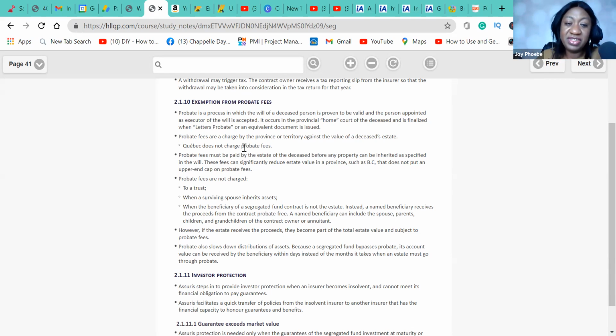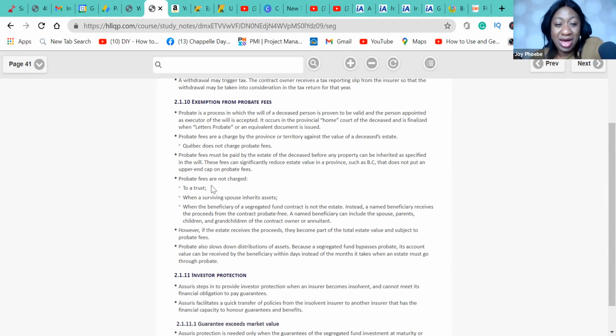Okay. So probate fees are charged by the province or territory against the value of the deceased's estate. Quebec does not charge probate fees. Okay, Quebec, they do their own thing. Probate fees must be paid by the estate of the deceased before any property can be inherited as specified in the will. These fees can significantly reduce estate value in a province such as BC that does not put an upper end cap on the probate fees.